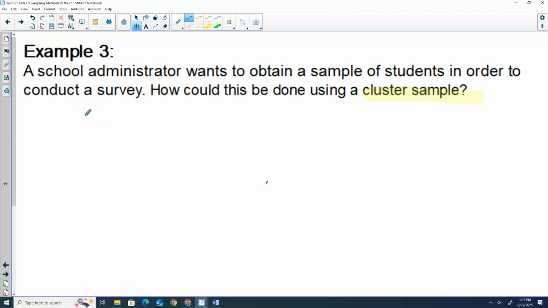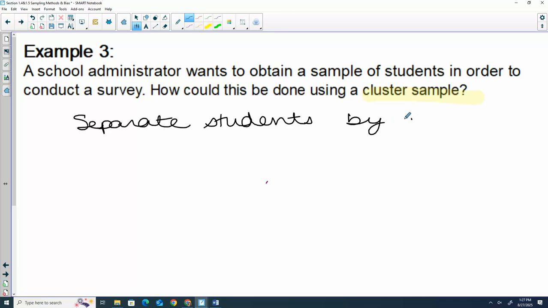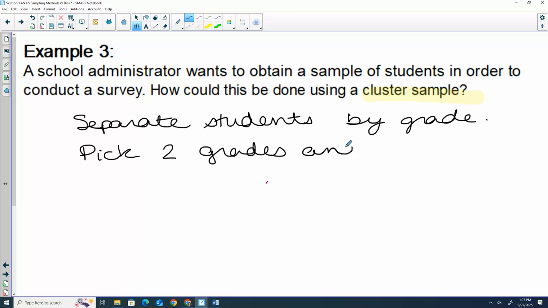Okay. So we could separate students by grade. It didn't say how many we want, but let's say pick, well, you would have to take the entire grade. So let's say pick 2 grades and survey all students in those grades.